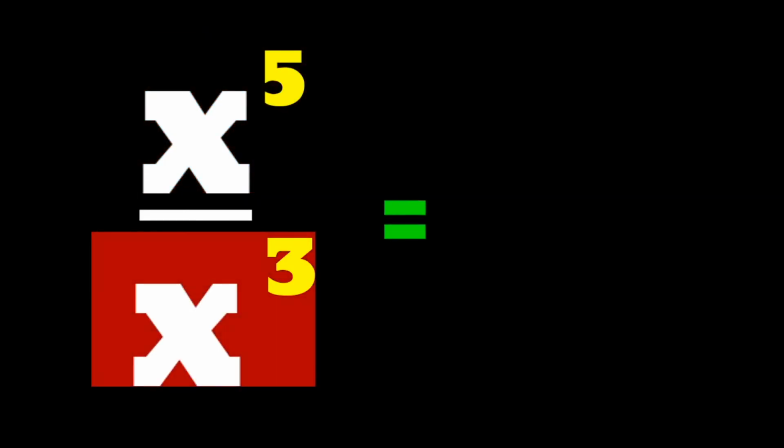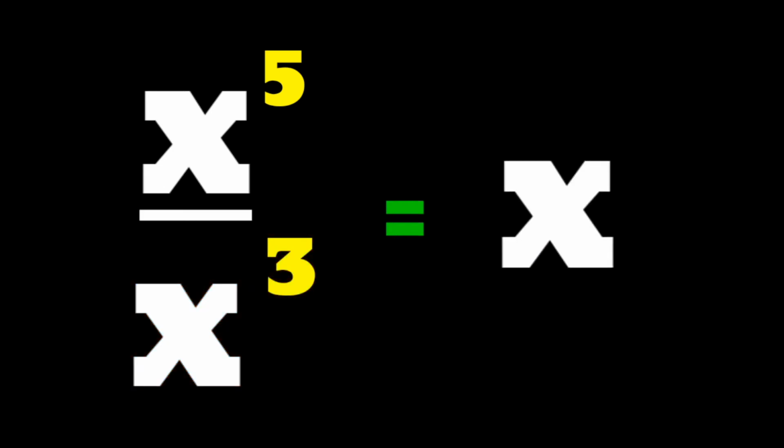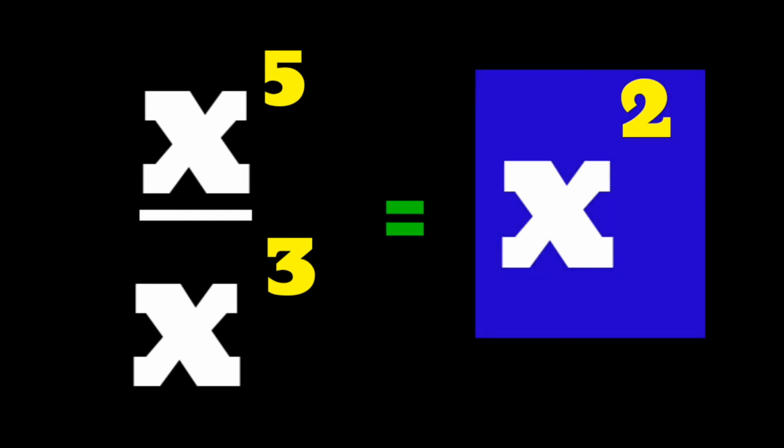Example 1. x to the 5th power divided by x to the 3rd power. Copy the base and subtract exponents. 5 minus 3 equals 2. And the final answer is x squared.